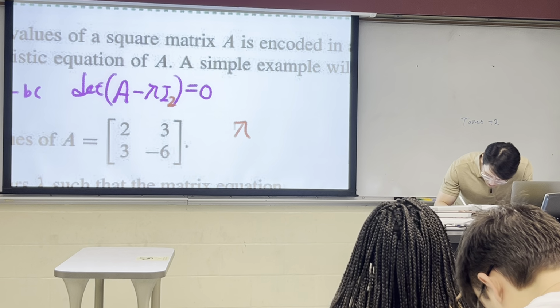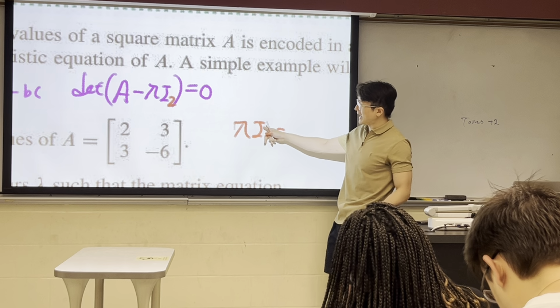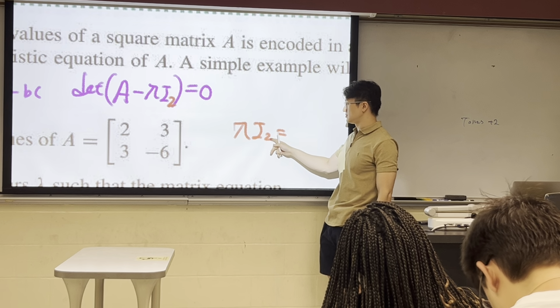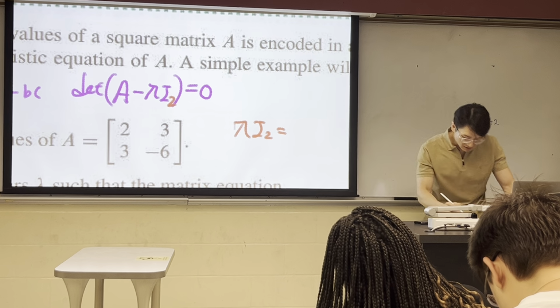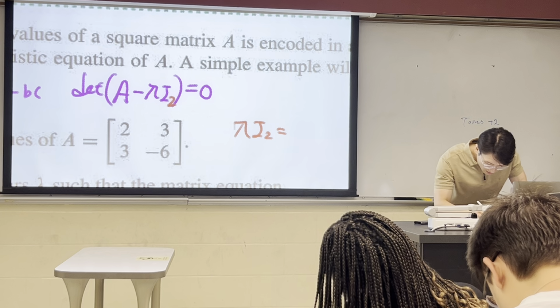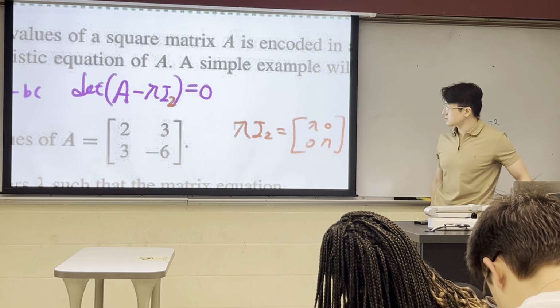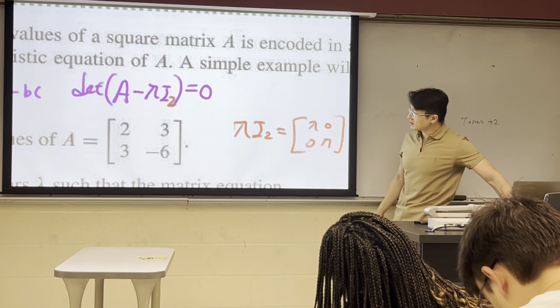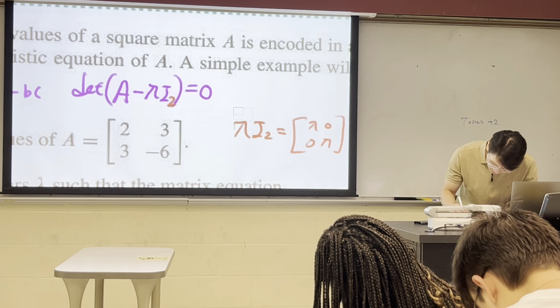What is the identity matrix that is size 2? 2 by 2. 1, 0, 0, 1. Yes, this is essentially lambda, 0, 0, lambda. A minus lambda I is going to be what?